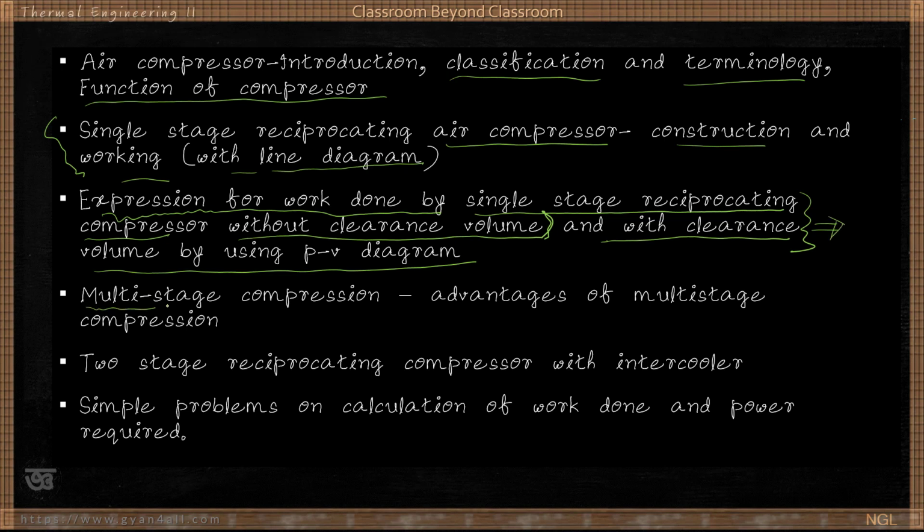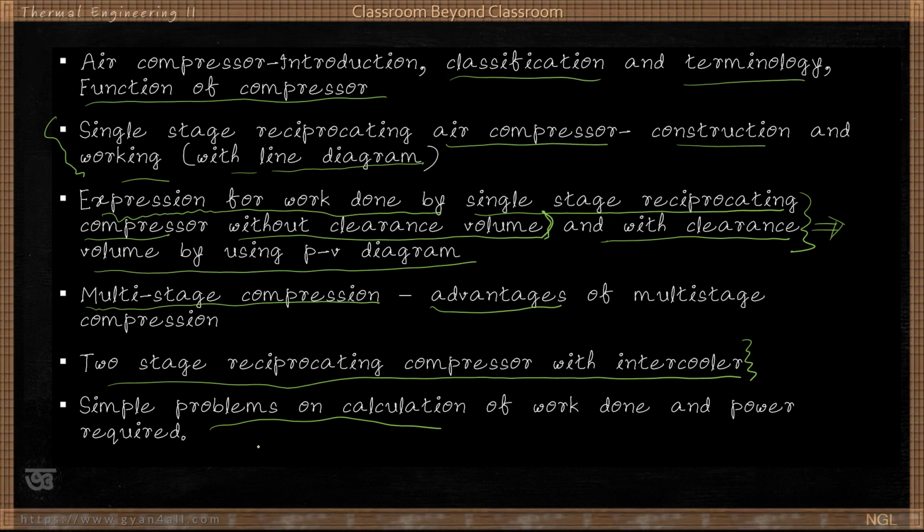We will also discuss how a multi-stage compressor is helpful for us, and what the advantages and disadvantages of multi-stage compression are. In the gas turbine, we discussed that we use two compressors. That is basically multi-stage compression, compression in two stages. And also the two-stage reciprocating compressor with intercooler. In between, we will use the intercooler. Then simple problems for work done and power required to run a compressor.